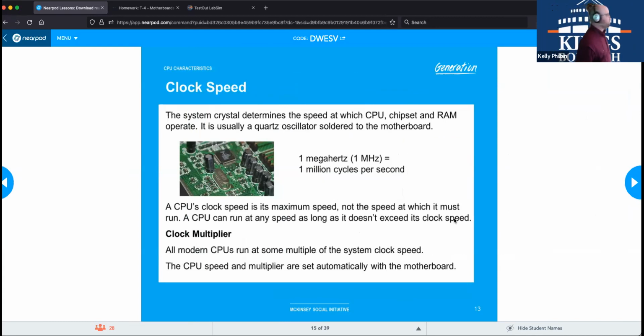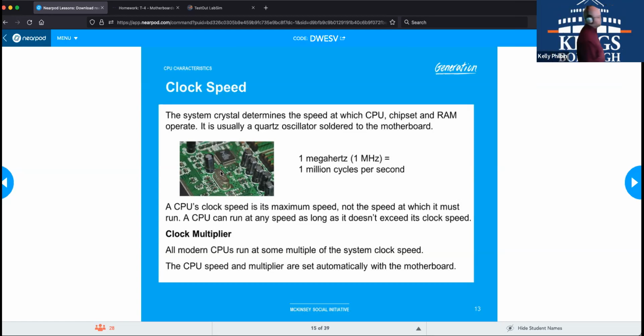All right, when we talked about our motherboards, we did talk about clock speed. This little thing right here has a nice fun little quartz crystal inside it. Once you apply electricity to it, it oscillates, essentially creating the clock speed for your processor. And a CPU's clock speed is the maximum speed, not the speed that it must run at any given time. So it can go slower than the clock speed, but the clock speed sets its maximum pace.